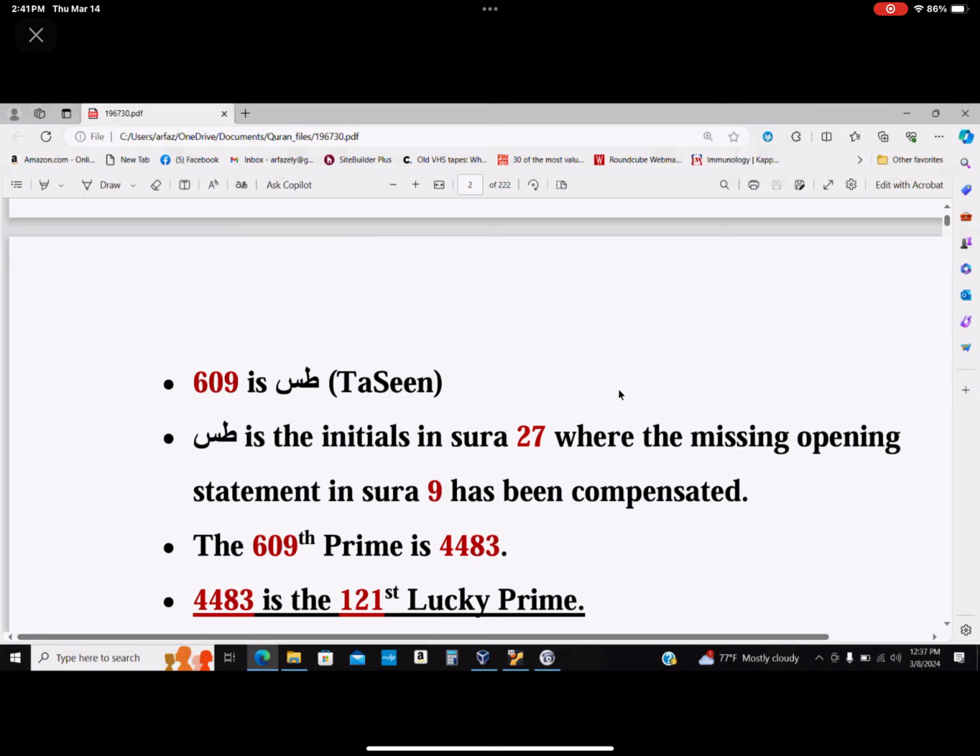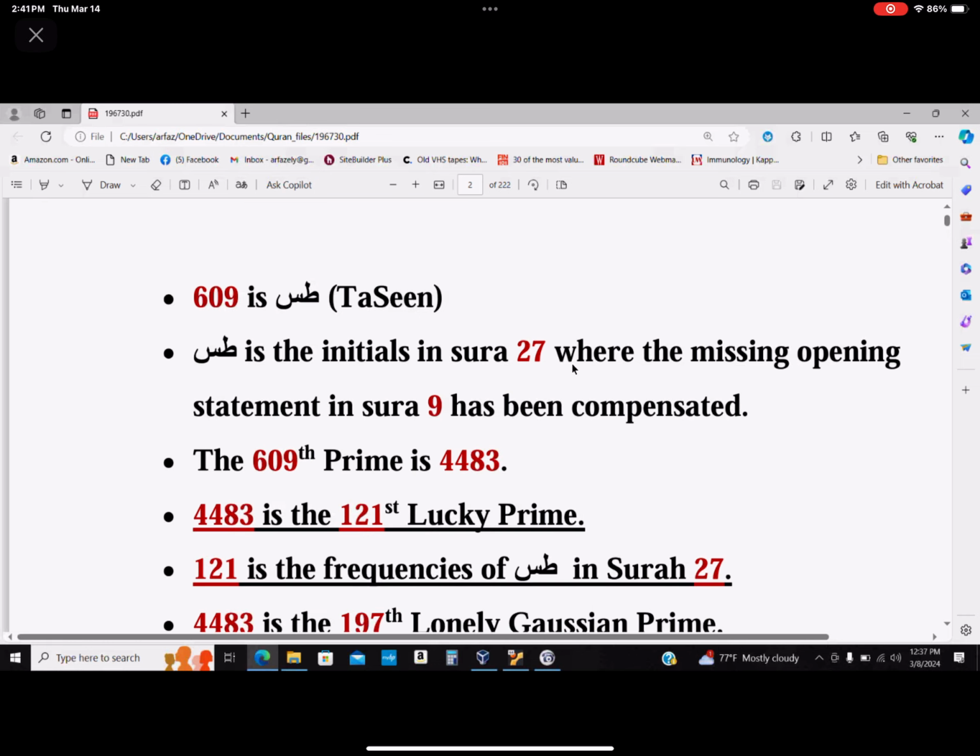TaSeen is the initials in Surah 27, where the missing opening statement in Surah 9 has been compensated. That's chapter 27, called what? The ant. Remember we talked about it?